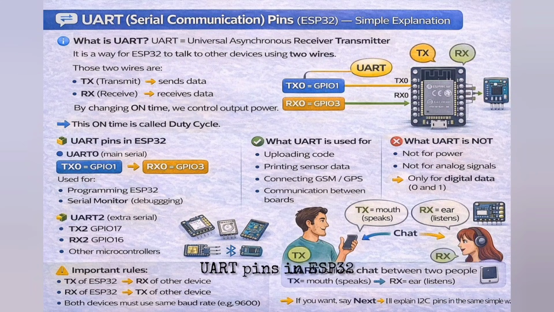UART pins in ESP32. UART0, main serial. TX0 is equal to GPIO1. RX0 is equal to GPIO3. Used for programming ESP32, serial monitor, debugging. UART2, extra serial. TX2 is equal to GPIO17. RX2 is equal to GPIO16. Used for GSM module, GPS module, Bluetooth module, other microcontrollers.